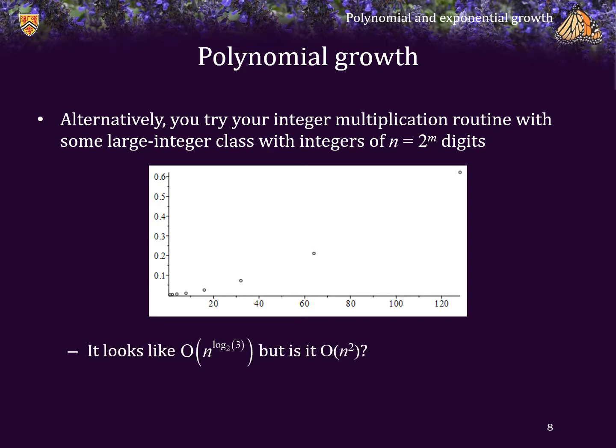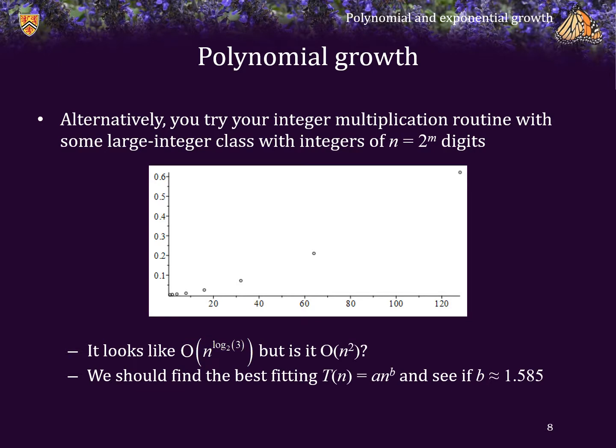Well, this data may be of the form n to the log base 2 of 3, but perhaps it's order n squared. Recall that by default, multiplying two integers using the algorithms you saw in secondary school, those algorithms are order n squared. Karatsuba's algorithm, if implemented correctly, is big O of n to the log base 2 of 3. So, does this image demonstrate quadratic growth, or is it order n to the log base 2 of 3?